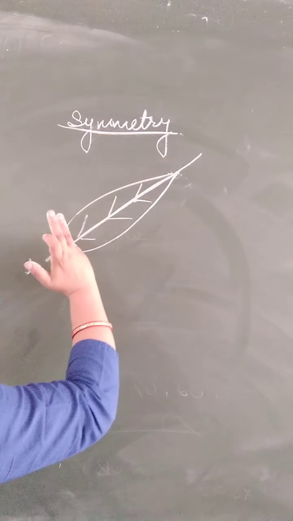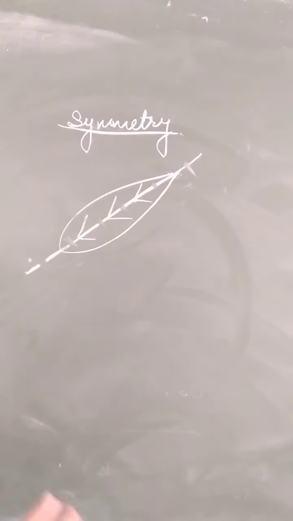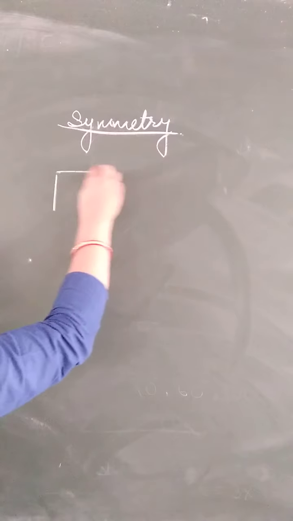And the line of symmetry is always denoted by a dotted line. So we will discuss symmetry in geometrical figures also, like a square.